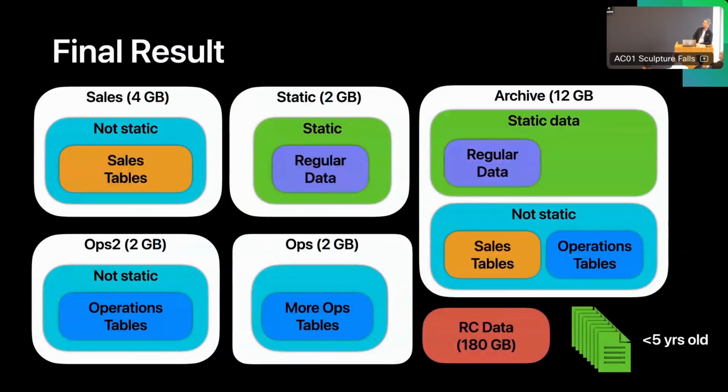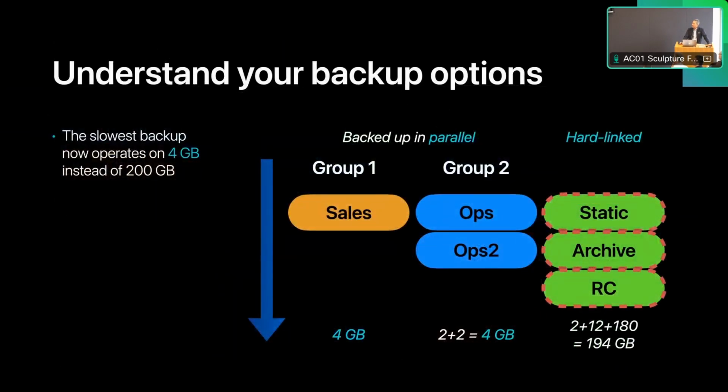So the final result, after doing an extensive bit of file architecture here, looks like this. And as a result, the slowest backup now operates at 4 gigabytes instead of 200 gigabytes. Right? So you can really make some significant improvements in this way.